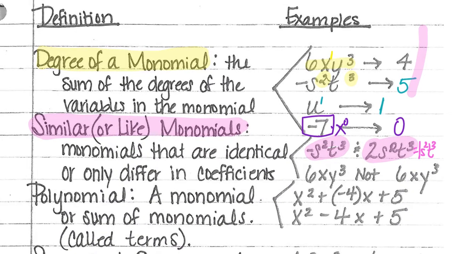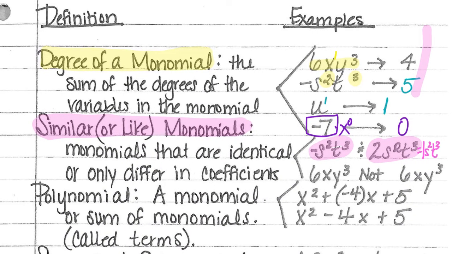And a polynomial. Notice a polynomial is a monomial or sum of monomials, so that could be multiple. X squared plus a -4x plus 5 would be seen as x squared minus 4x plus 5. These are called different terms. Notice none of these terms can be added. They are not like terms, therefore we will not add them.